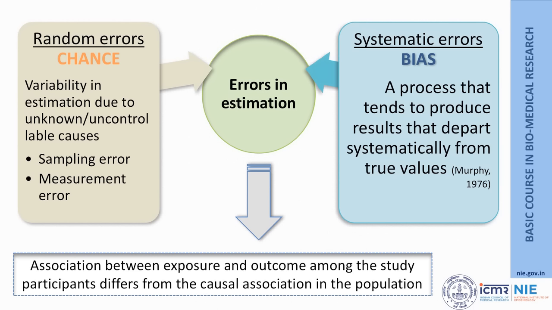However, the more problematic errors that we may face in any study are called systematic errors or biases. These are the errors that are a threat to the validity of any epidemiological study. And how do these errors happen? Basically, if the methodology that we use to do an epidemiological study is done in a certain way that tends to produce results that are not the true results, that leads to errors which are called biases. And ultimately, the estimates or the associations we are trying to assess between the exposure and the outcome in the study sample may differ from the true causal association between the same exposure and outcome in the source population.